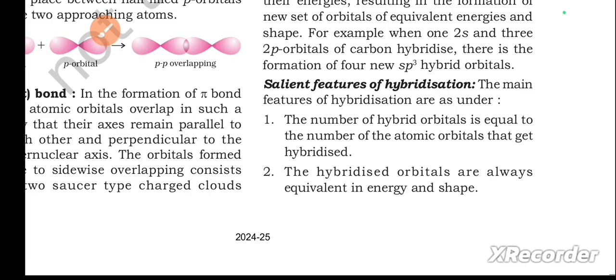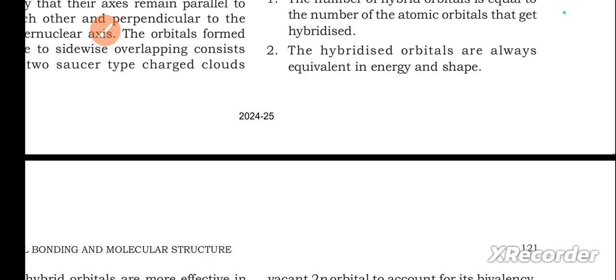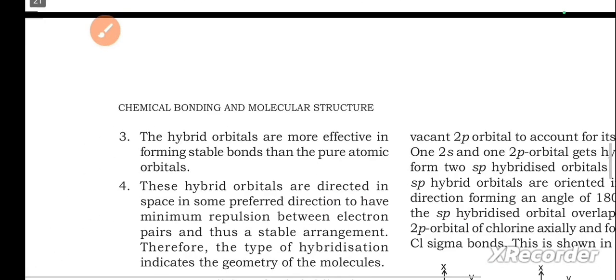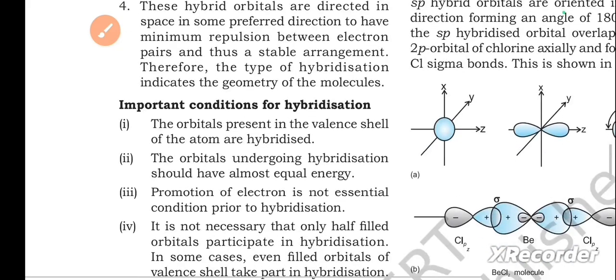The main features of hybridization are as under. First point, the number of hybrid orbitals is equal to the number of atomic orbitals that get hybridized. Second point, the hybridized orbitals are always equivalent in energy and shape. Third point, the hybrid orbitals are more effective in forming stable bonds than the pure atomic orbitals. Fourth point, these hybrid orbitals are directed in space in some preferred directions to have minimum repulsion between electron pairs and thus a stable arrangement. Therefore, the type of hybridization indicates the geometry of the molecules.